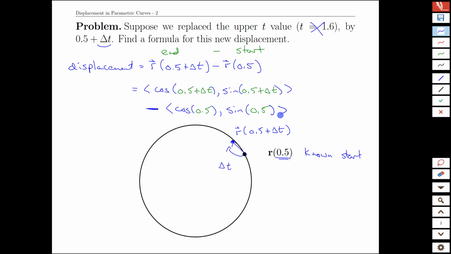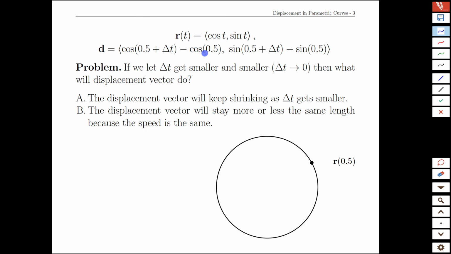And there we are. So that is displacement starting at the point time 0.5 and moving to some time later, presumably a smaller time later, but it doesn't have to be. It could have been a large time step. This formula would apply in any of those cases. So here's our first question. If we imagine this displacement and we look at the vector that we get from it, ask yourself what will happen as delta t gets smaller.